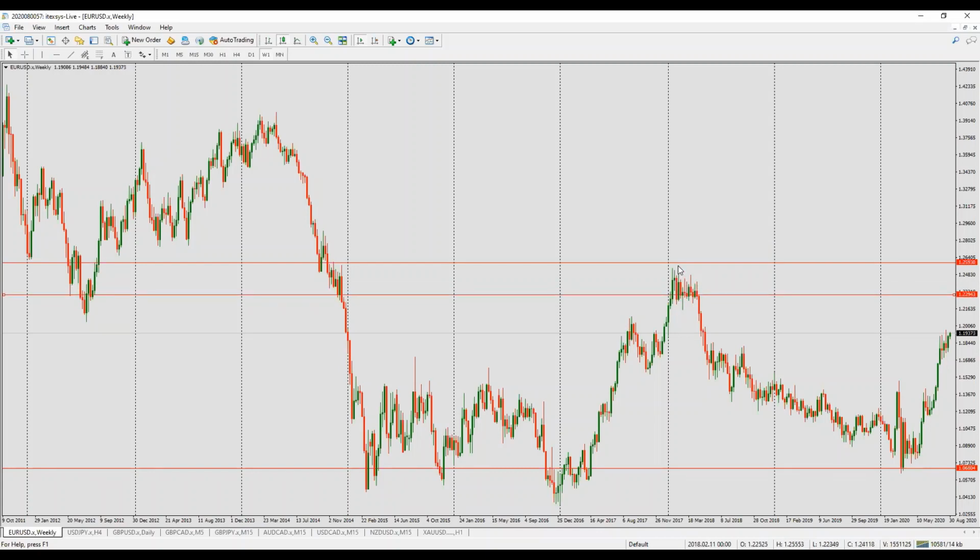The price almost broke out of this supply, but didn't, as you can see here. And that's the reaction after. So the price just moved from this supply all the way down to this demand.